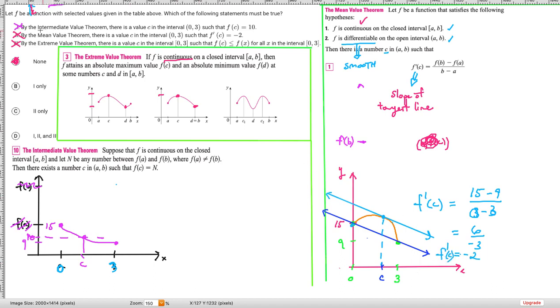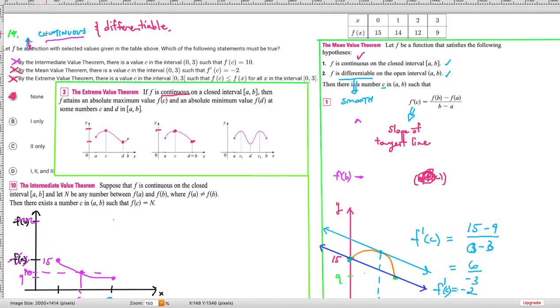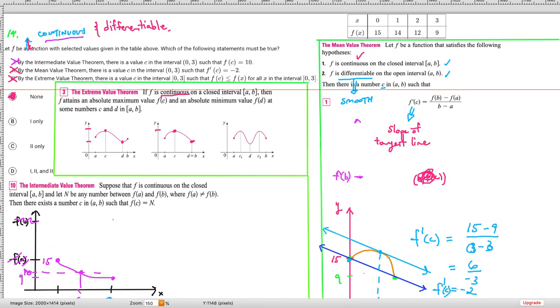So if I knew that f were continuous and differentiable, then 2 would be true. And now the question is, if we knew f were continuous and there is a value c in the interval such that f of c is less than or equal to f of x for all x. Yes, this is saying that there would be a minimum on that interval. There'd be an f of c value that's less than or equal to all the other values, which is true. There's always going to be a minimum.